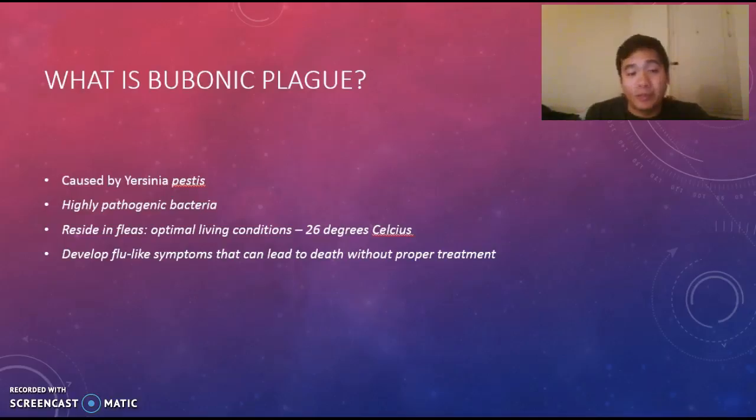So what is the bubonic plague? The bubonic plague is one of three main forms that the bacteria Yersinia pestis can take. The other two forms that Yersinia pestis can take are the pneumonic and septicemic forms of the plague. In regards to the bubonic plague, however, the Yersinia pestis primarily reside within fleas. The fleas have the ideal temperature for bacteria to grow, which is around 26 degrees Celsius.